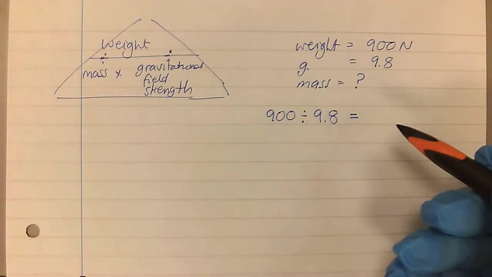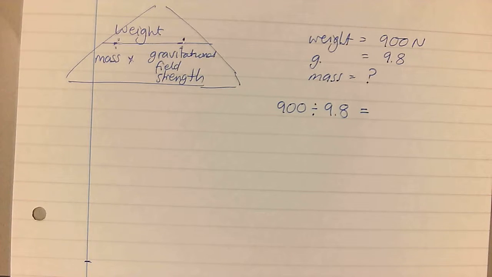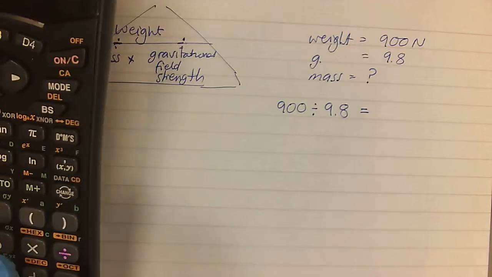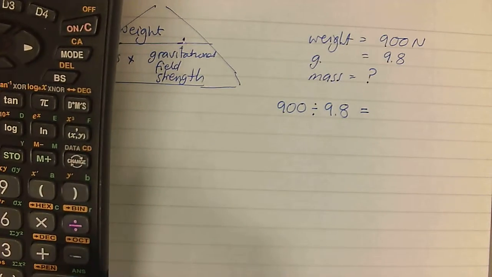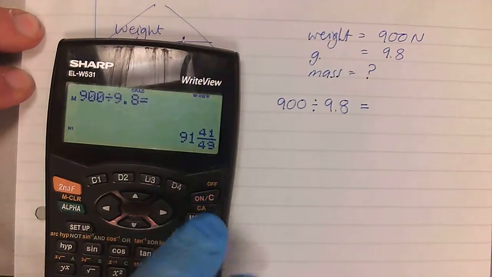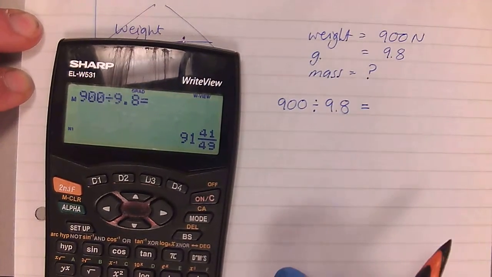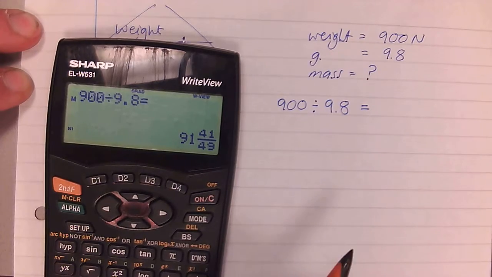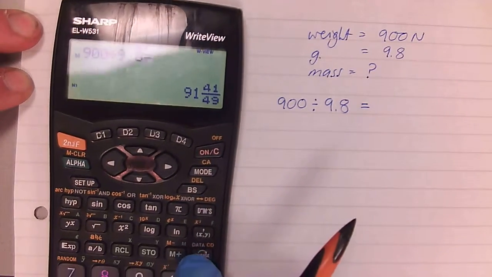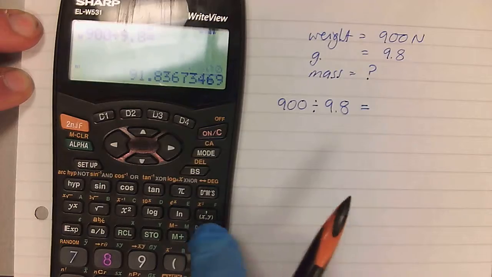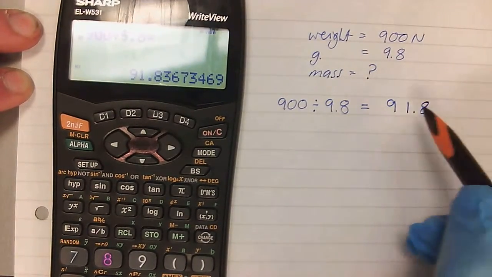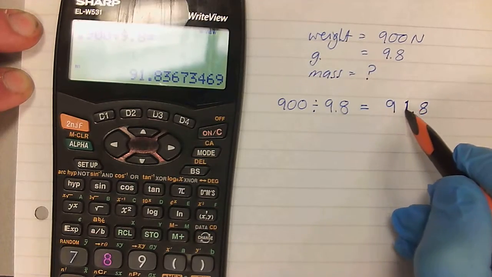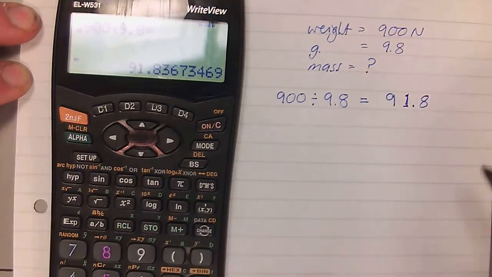Now that's going to be about 90. If we actually grab a calculator and see what that spits out. Okay, 900 divided by 9.8 equals... Again, people using the Sharp calculator get a bit stumped sometimes at this point. We haven't used the change button. There it is. Okay, so we've got 91.8.